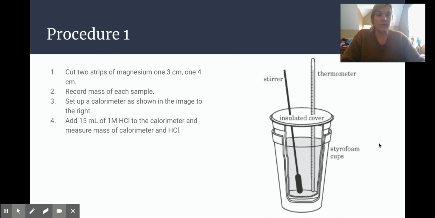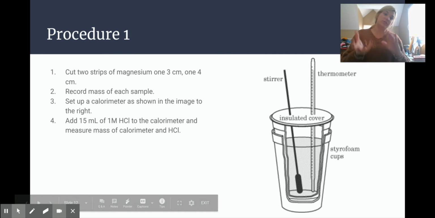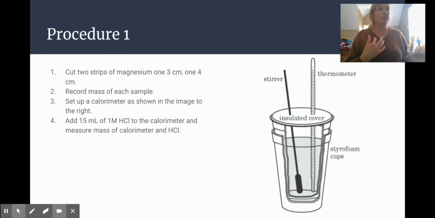What we're going to do next is add 15 milliliters of 1 molar HCl into the calorimeter, and then we're going to measure the mass, right? Because we're not going to use HCl's density because it's mostly water. So what we're going to actually do is weigh the calorimeter with the HCl prior to the reaction. We'll do the reaction and then we'll weigh it after the reaction as well.